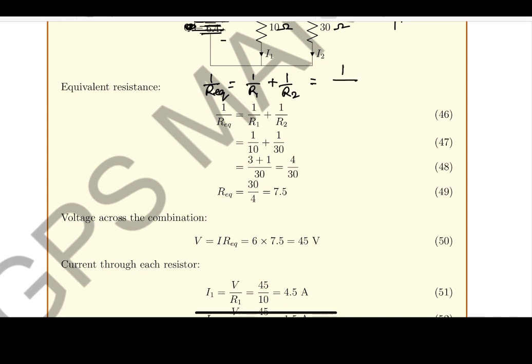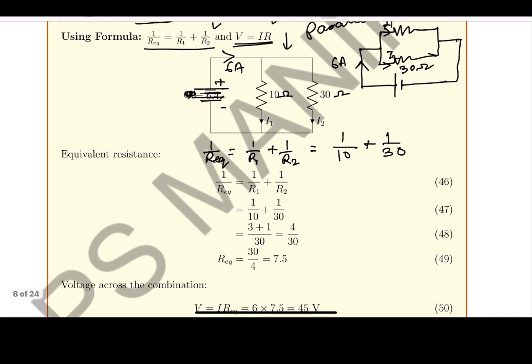So what is this? 1 by R1 is 1 by 10, 1 by R2 is 1 by 30. So 1 by 10, 1 by 30, this one, 10 and 30, they are in parallel, right? So how much will I get? We'll get 3 plus 1 over 30. So all these things you calculate, and you get Req is 7.5.